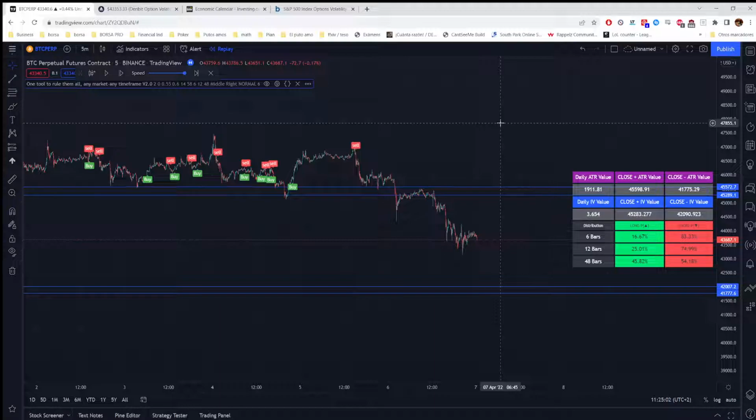So now you can see that this can act like an even better support and resistance point for us. And we can have an even more defined channel to use, to understand more or less how the prices can go or not.